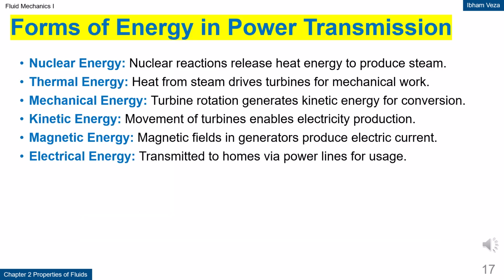Forms of energy in power transmission. Nuclear energy is converted into thermal energy, then into mechanical energy in the turbine. This mechanical energy becomes rotational kinetic energy. The magnetic field in the generator then converts it into electrical energy. This chain of conversion shows how different forms of energy are interconnected. Fluids act as the main medium for transferring and converting these energies.